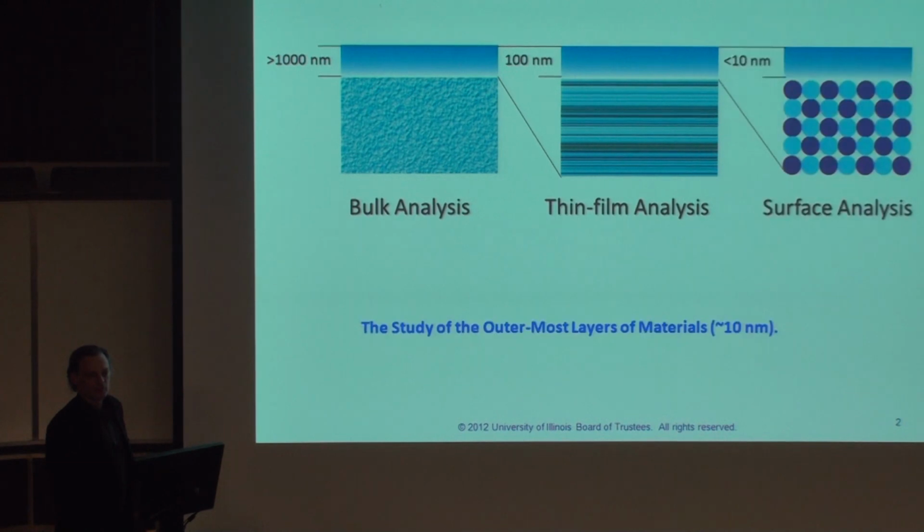And looking a little bit more closely, once we go down to the less than 10 nanometer range, we can begin to see that our material is made up of layers of different atoms and molecules. And this is what we call surface analysis. It's the study of the outermost layers of materials, usually on the order of 5 to 10 nanometers.